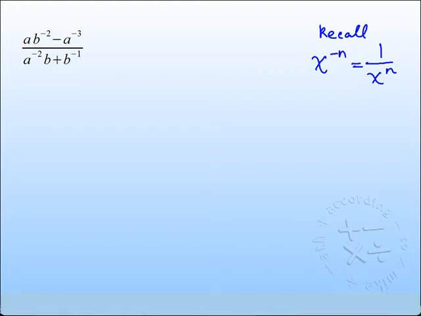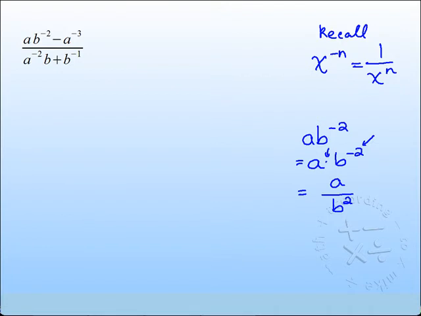For that first term, ab to the negative 2, notice that negative exponent is only on the b. This is really a times b to the negative 2. So order of operations says exponent and then multiplication. Because of that, when simplifying ab to the negative 2, only the b goes downstairs as a b squared.